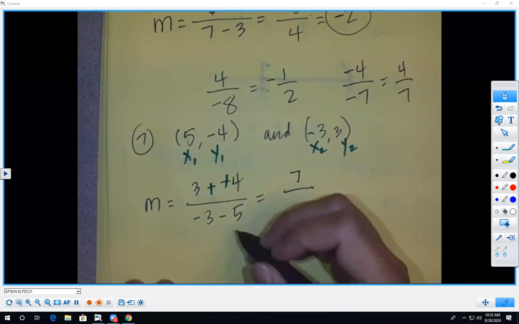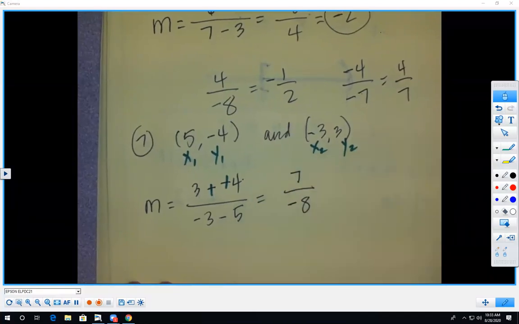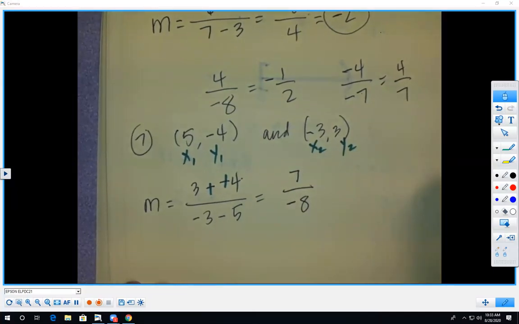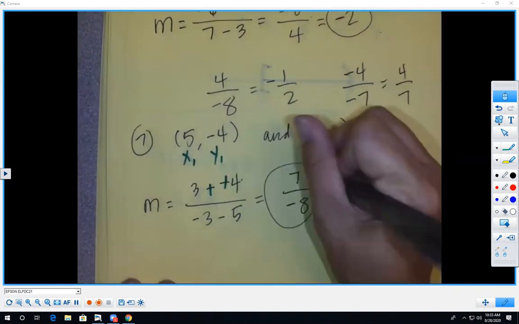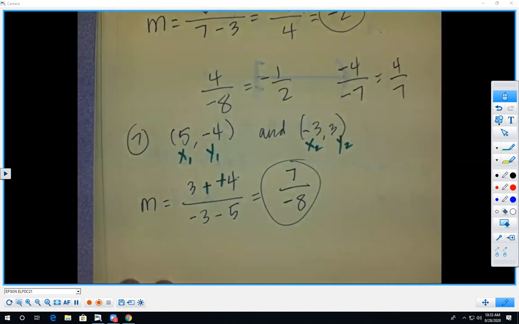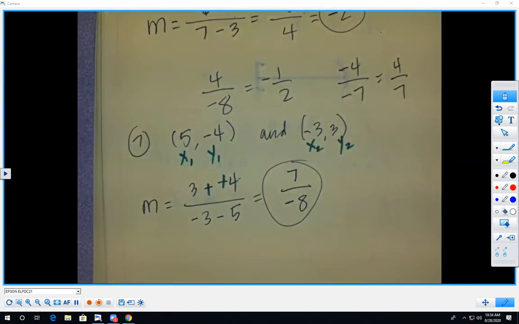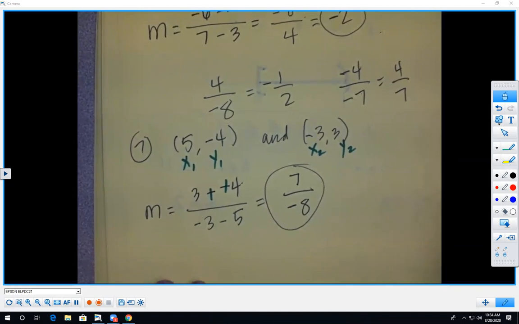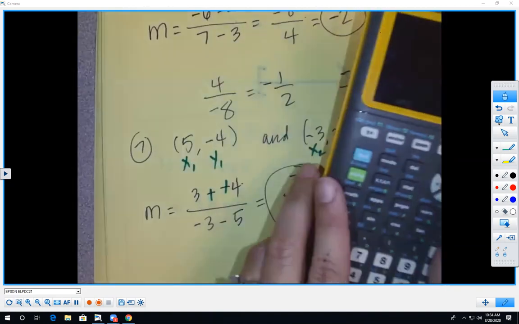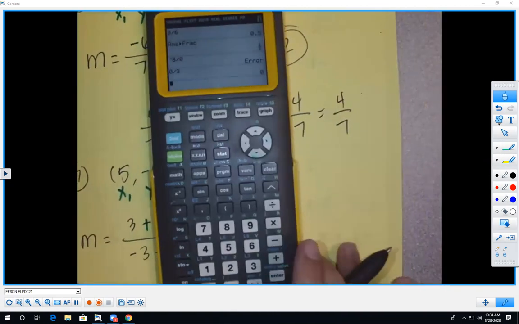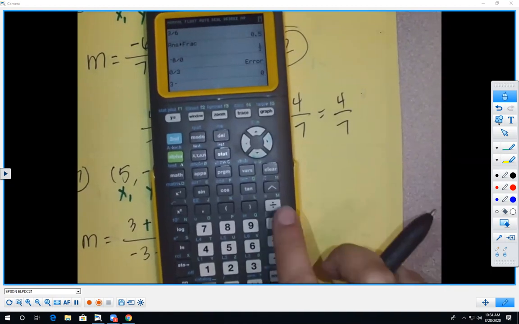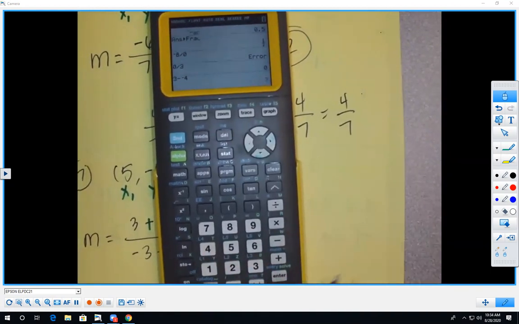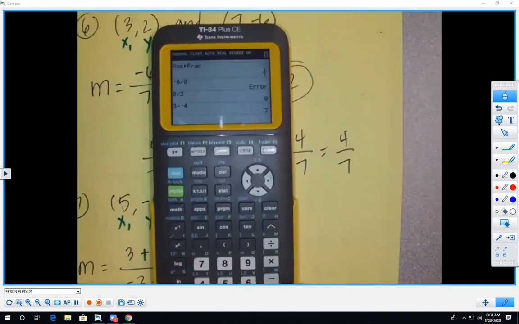-3 minus 5, -8. Can I simplify that? Can you simplify your signs? No, so that's your answer. Questions about that? Okay, and you have a calculator. If you're struggling with that, the 3 minus -4, you can just type it in your calculator. 3 minus -4, and it'll give you your answer of 7 on top.